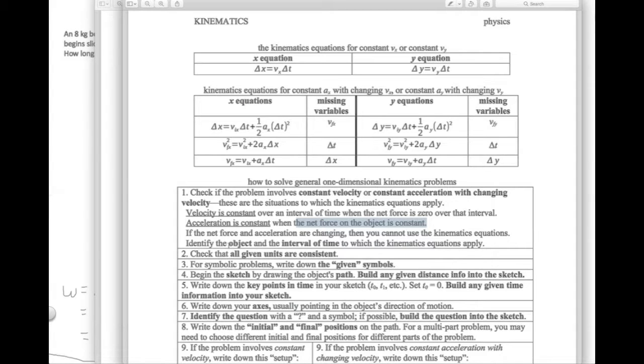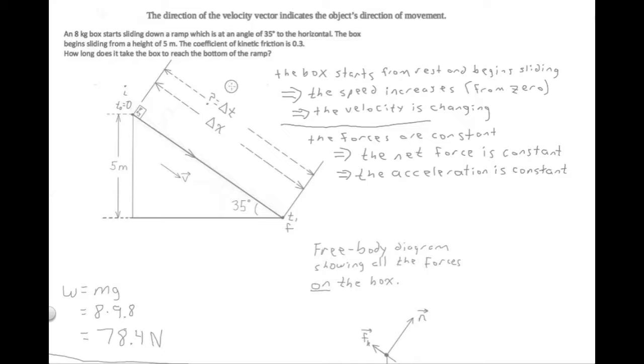We've already decided that the object that we are applying the kinematics and Newton's second law equations to is the box. During the interval of time after it begins sliding down the inclined plane until it reaches the bottom of the inclined plane. The interval of time is the interval between time 0 and time 1, between when it begins sliding from the top of the inclined plane and when it reaches the bottom of the inclined plane.